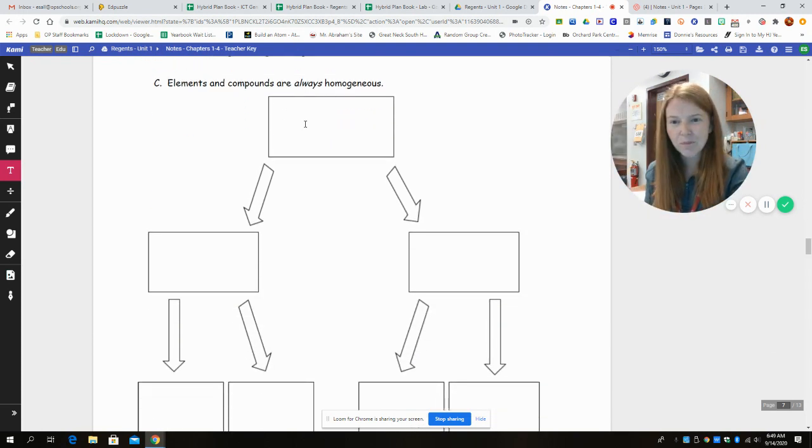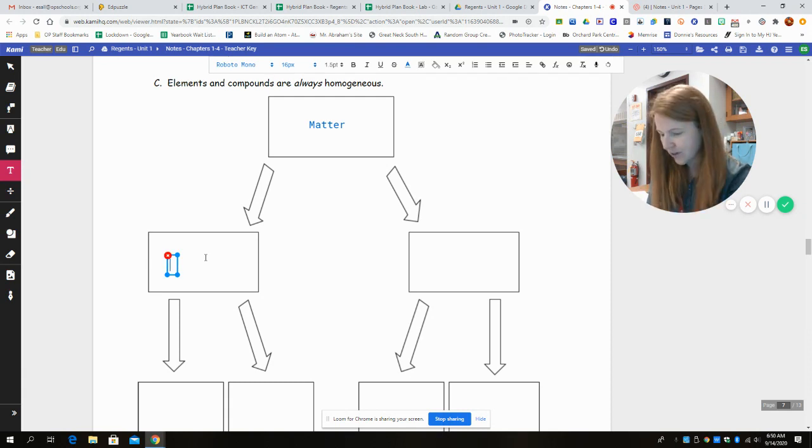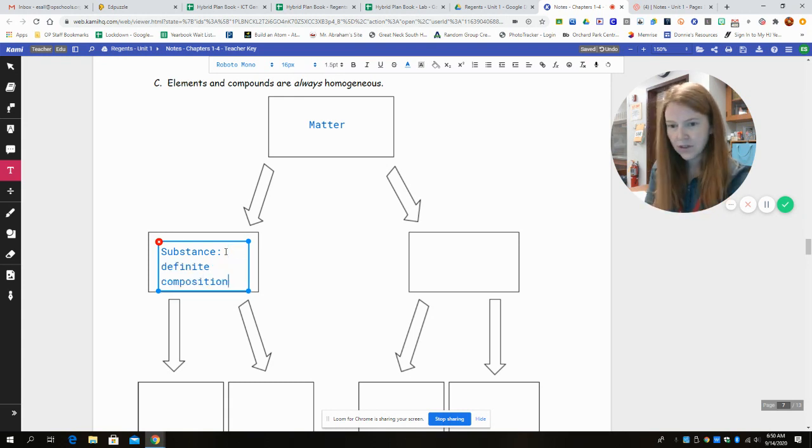Last thing I want to type in at the bottom here is just sort of this flow chart that shows how all of these terms talk together. So matter is anything that has mass and takes up space. All matter can be separated into 2 categories. It is either a substance. So a substance, let me scoot this. It has a definite composition, regardless of where it is in the known universe, or it is a mixture.